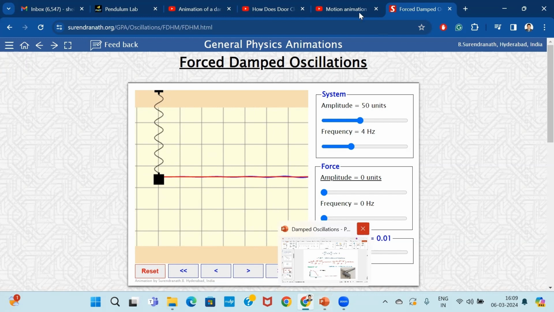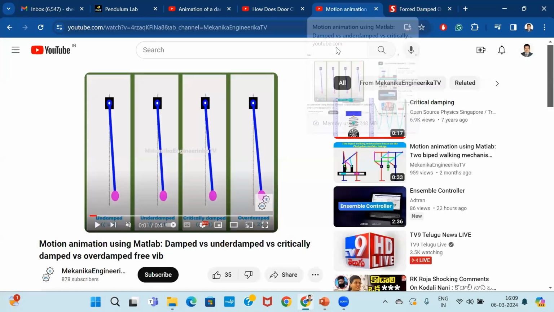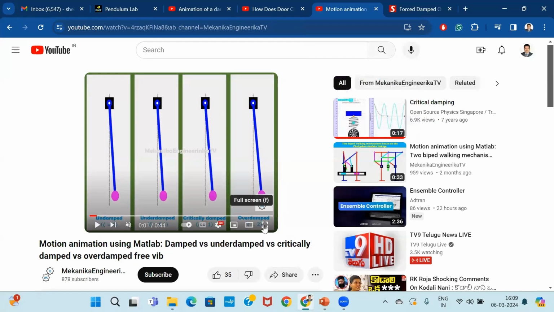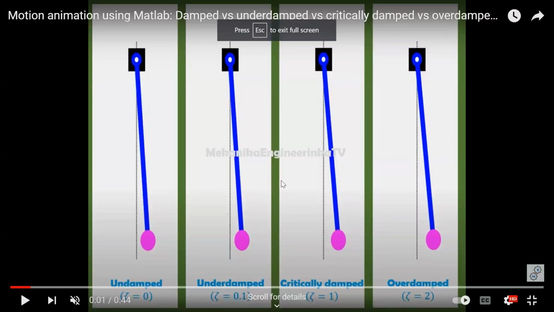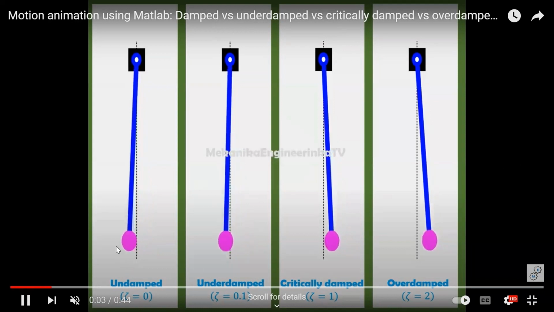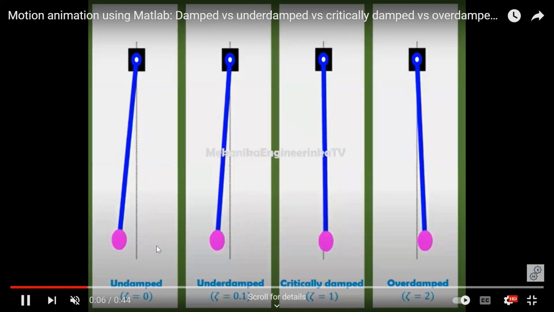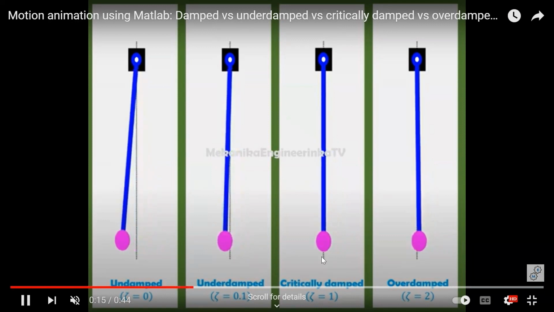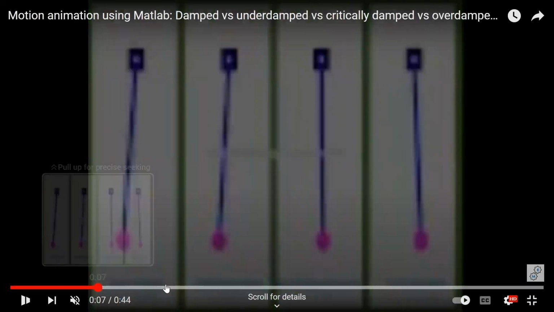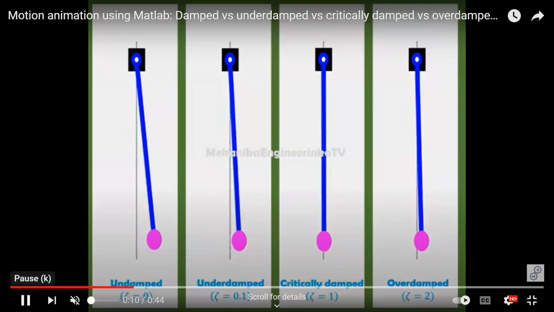I will show these oscillations in another animation. You see here, I will show the three cases. So these are the three cases, and this is the undamped case. That is the free oscillation, the first one. If you see here, in this case the oscillations continue for a long time with the same amplitude. But in this overdamped case, it is coming slowly, see here. But in this case, it is coming fast.